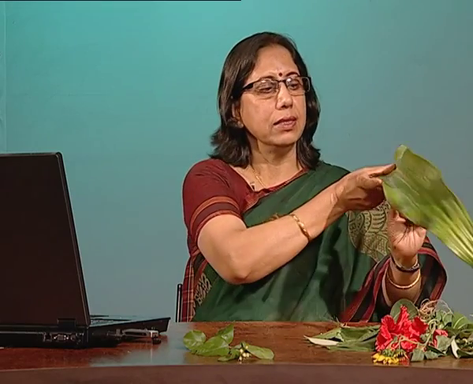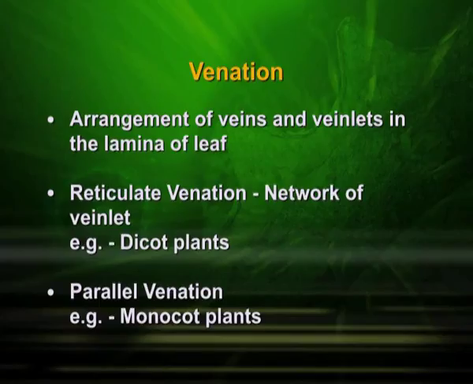It is a network. Such a type of venation is known as reticulate venation, which is generally found in most of the dicots. In case of monocots, of course, the venation is parallel venation. Let us have a look at this. In this leaf, we find that the veins run parallel to each other. Such a type of venation is known as parallel venation. So, I think we can clearly distinguish between a reticulate venation and a parallel venation.